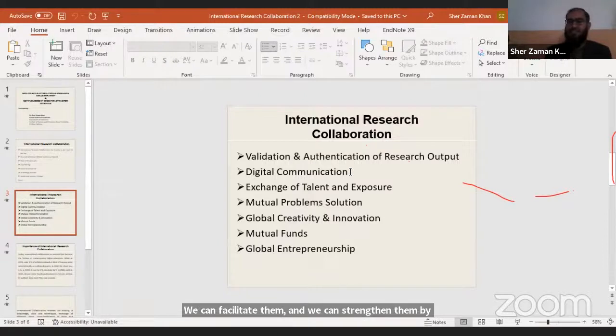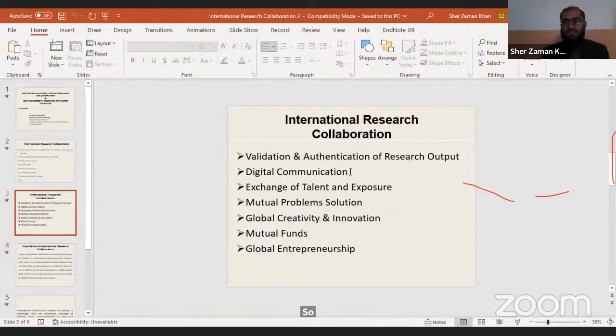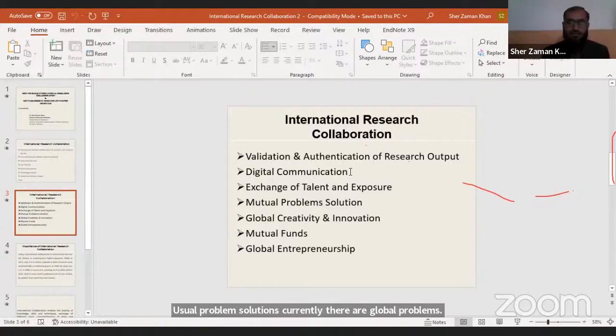And so, mutual problem solutions. Currently there are global problems. The majority of the problems are global issues, or can be named global problems. So by having international research collaboration, we can solve those issues. For example, COVID-19 was a global issue. It disturbed almost all segments of the world. But if we have an international research collaboration, we can cope with such problems by contributing from different segments of the world.